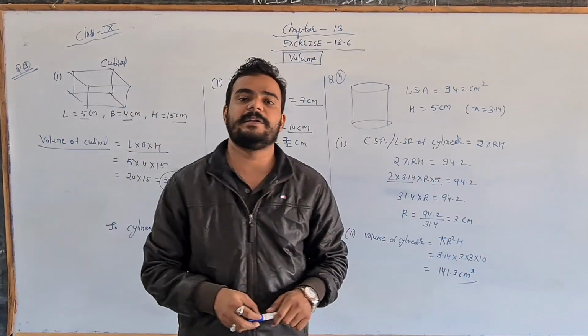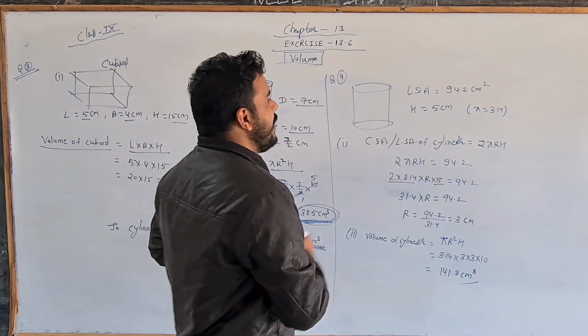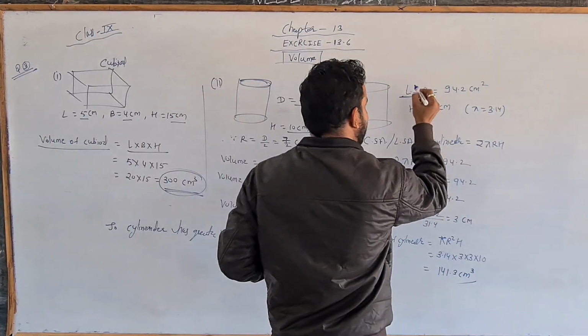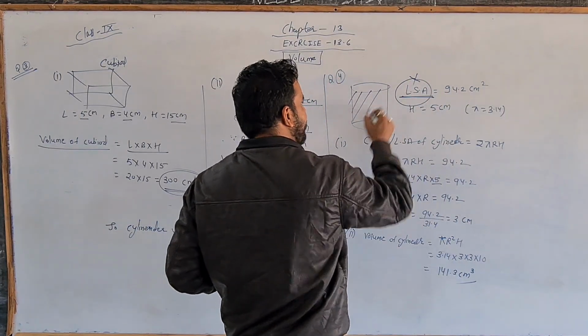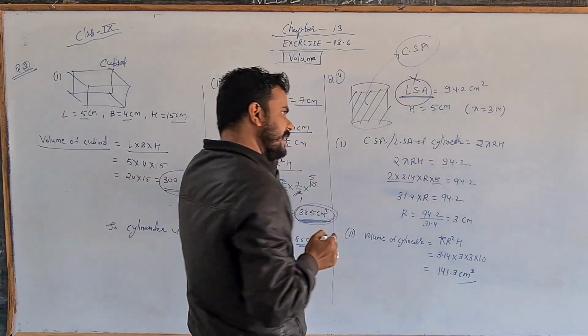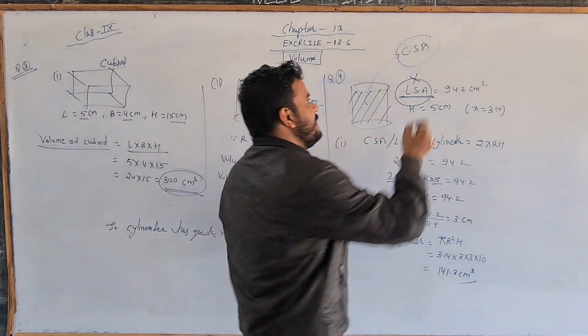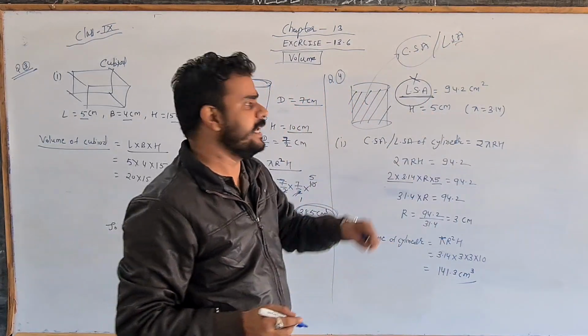We have to find out the radius of base and the volume of the cylindrical vessel where LSA is given. LSA should not come here, because for a cylinder it is CSA. In a cylinder, it is CSA, curved surface area. But there is no problem ahead, we can say LSA and CSA are the same. But for the cylinder we use CSA only.